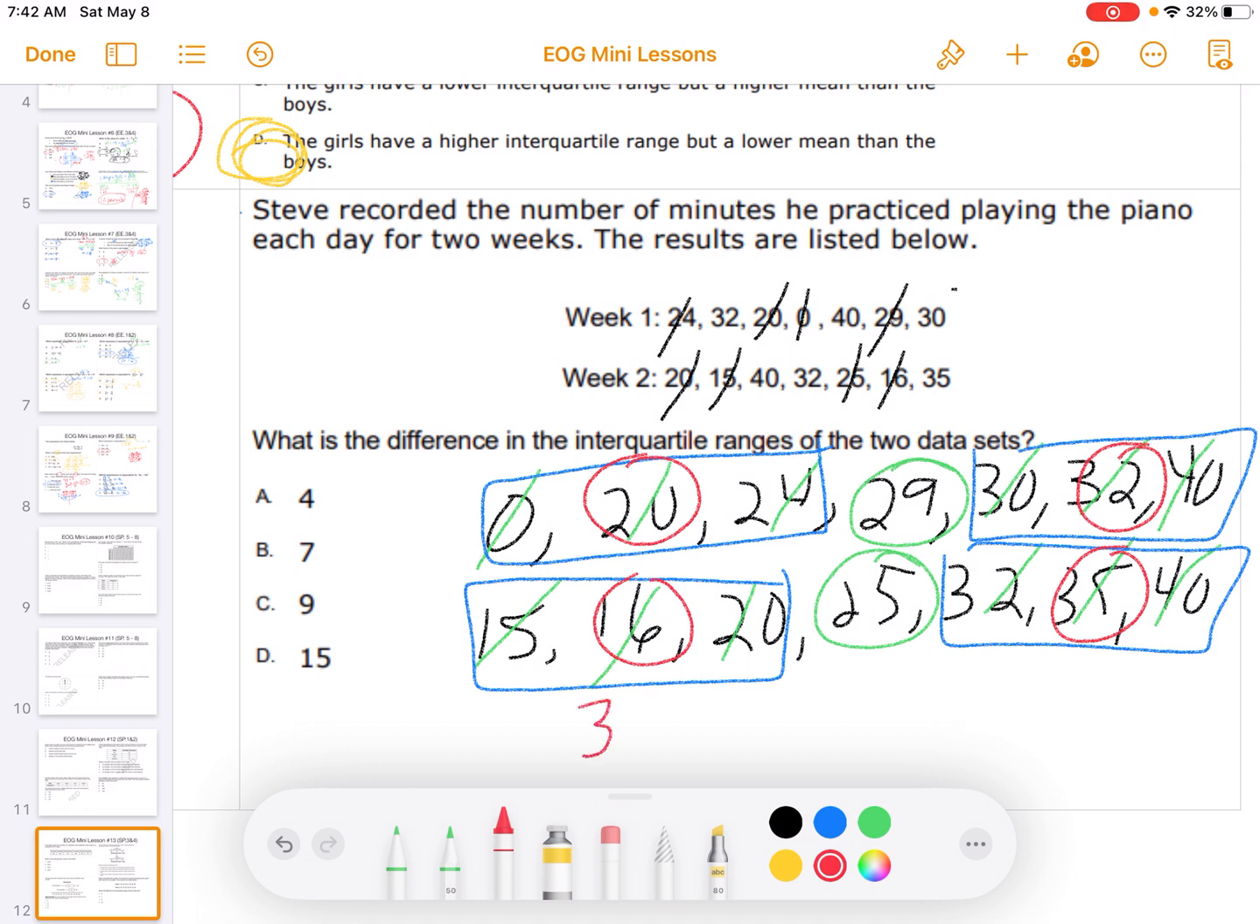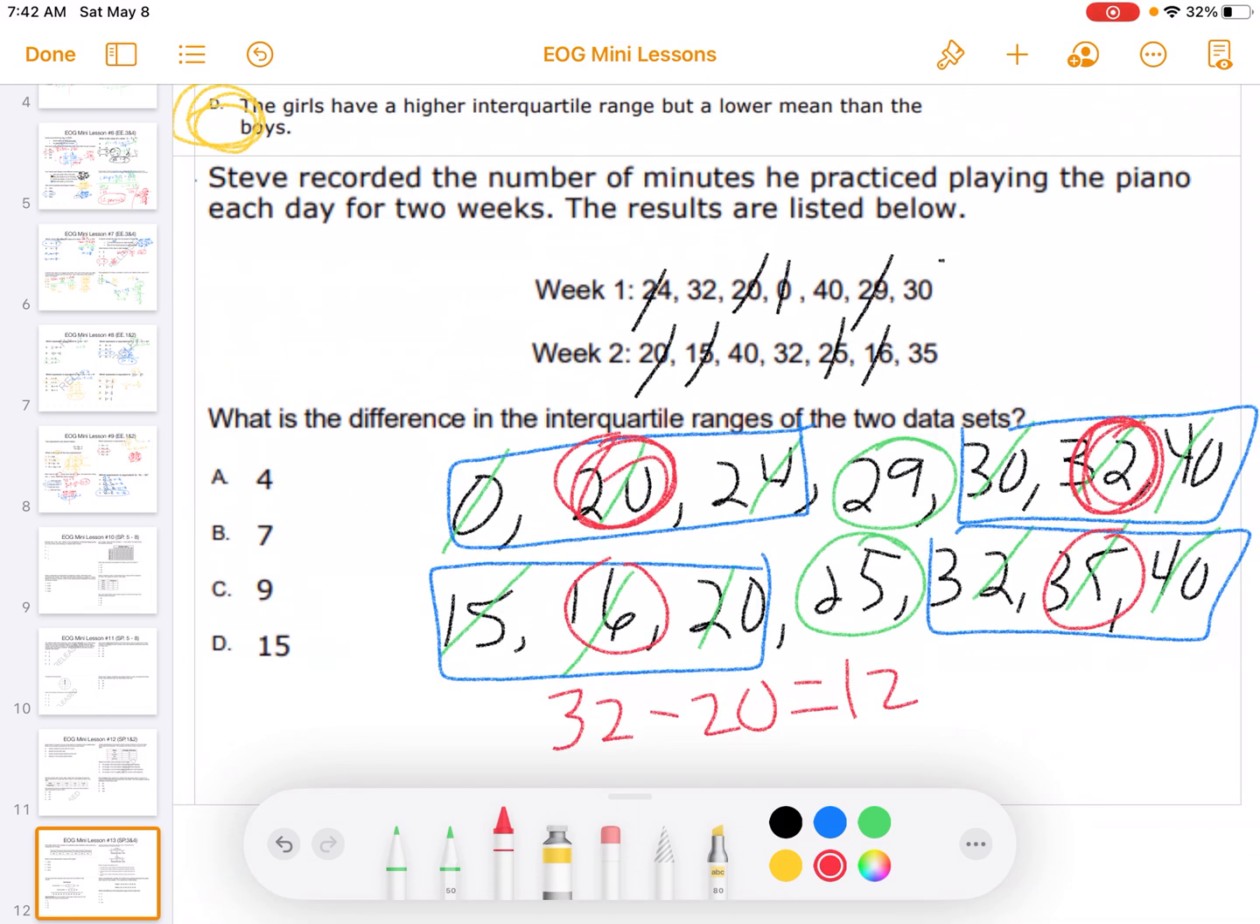So 32 minus 20 for the first set, and I get 12 for my interquartile range. And then for the second set, I'm doing 35 minus 16, and I get 19. So from there, I have to find the distance between the two because they want the difference in the interquartile range. So I do 19 minus 12, and I get 7.